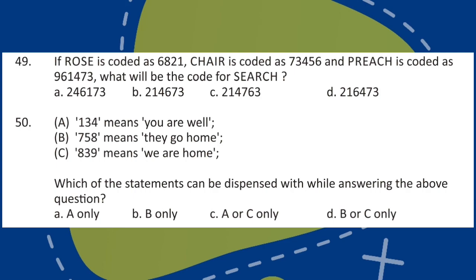Question 50. A. 134 means you are well. B. 758 means they go home. C. 839 means we are home. Which of the statements can be dispensed with while answering the above question?